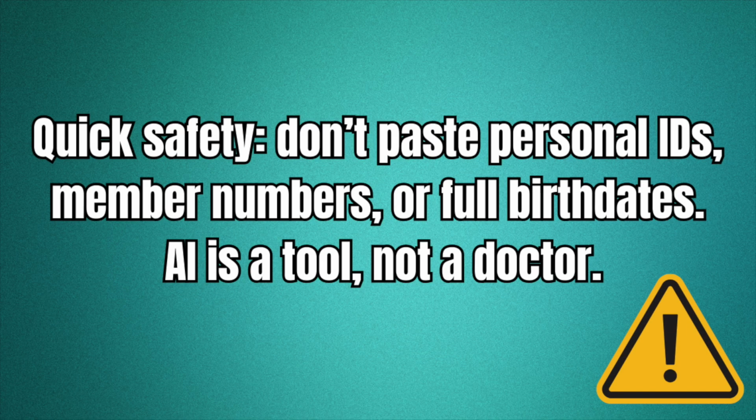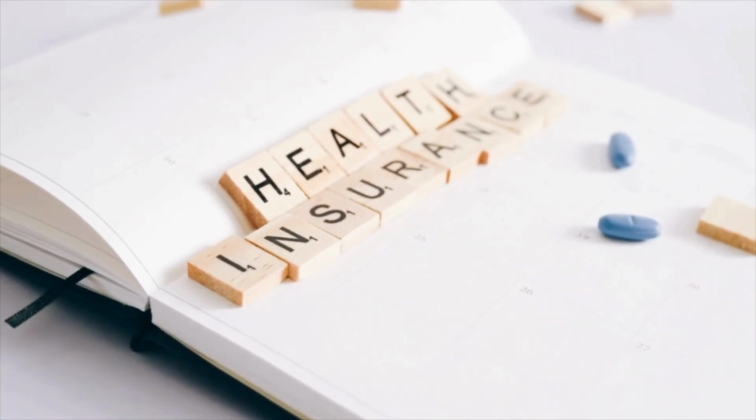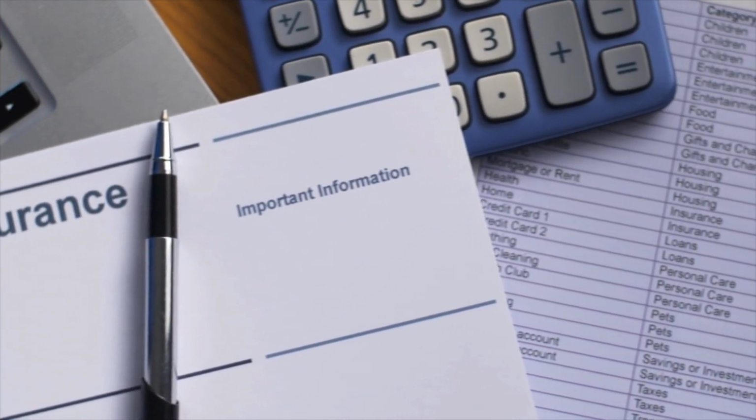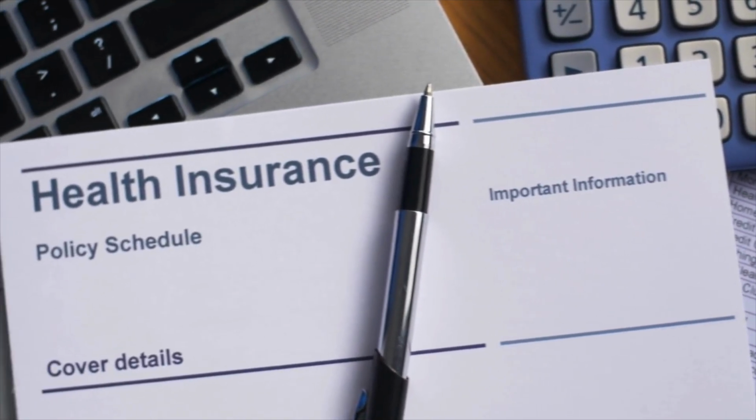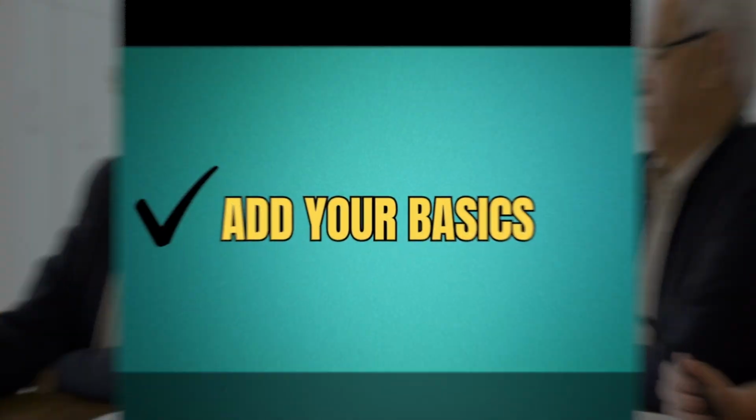Keep private info out of AI chats. For cost questions, check with your insurer about formulary tiers and 90-day options. If it's a brand name drug, check the manufacturer's website for savings.